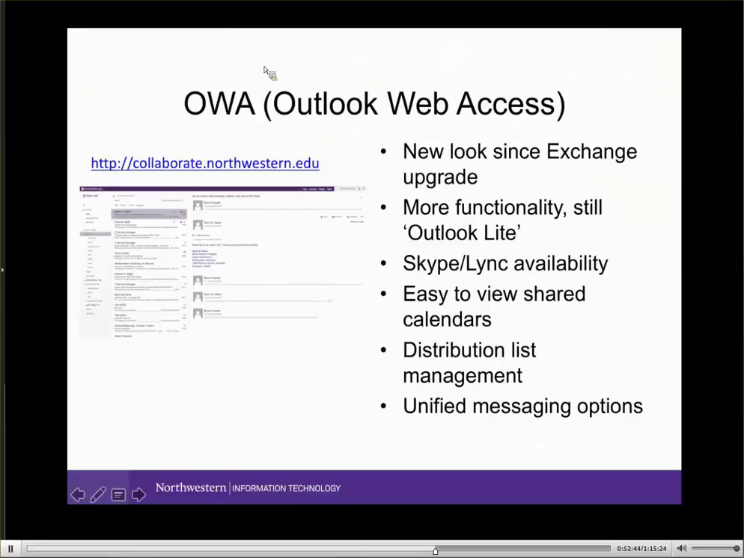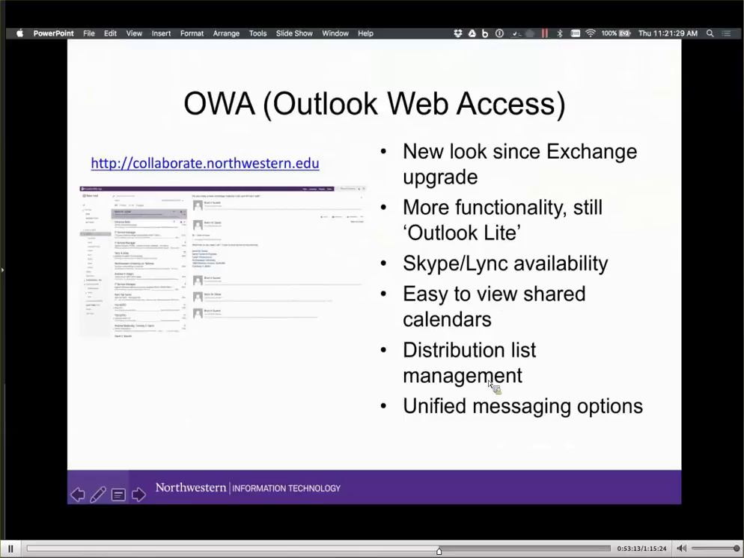Outlook Web Access. So I'm sure some of you have used this in the past, or maybe you haven't before, but what this is, like I was saying before, is kind of like Outlook Lite, as it was coined: same great taste, but half the calories. And so you're able to do a lot of functionality. It's a new look since we've done our Exchange 2013 upgrade. It has Skype and Lync availability, easy to view shared calendars, distribution list management, and unified messaging.